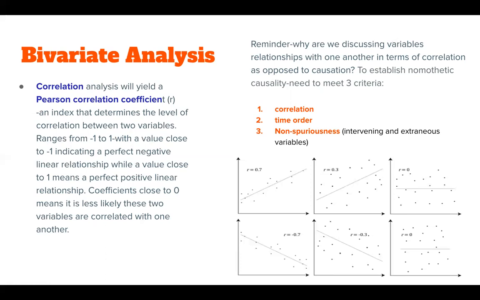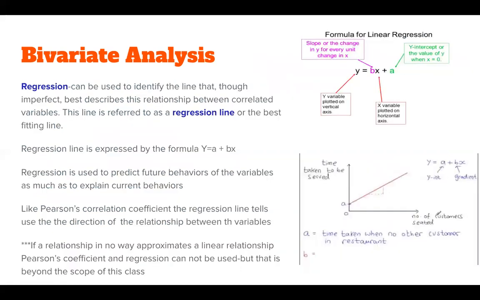So in order to establish causality, you have to make sure that the relationship is non-spurious, that there are no intervening or extraneous variables influencing the relationship between your two variables of interest. So oftentimes with correlation, you are unable to show time order and non-spuriousness. So you're just talking about it in terms of correlation as opposed to causation. And so this brings me to the final focus of the chapter, which is bivariate analysis.